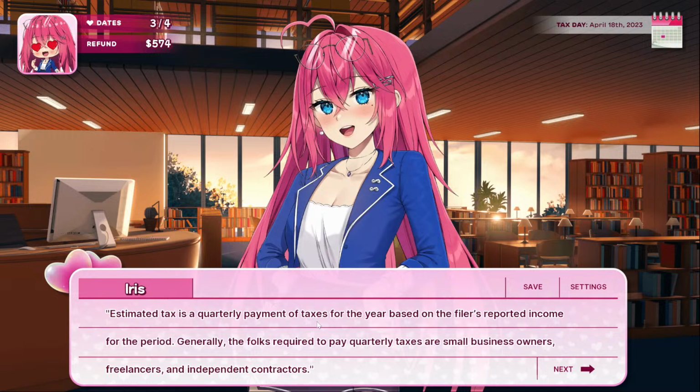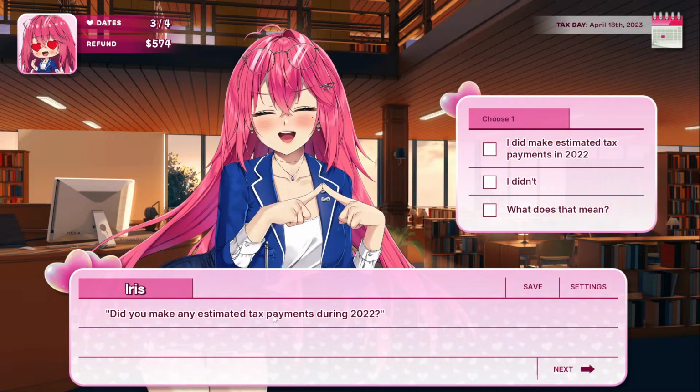Estimated taxes are quarterly payments of taxes for the year based on the filer's reported income for the period. I should really go message Kirsha about this. Like, you should go play Tax Heaven 3000. Generally, the folks required to pay quarterly taxes are small business owners, freelancers, and independent contractors. Okay. Did you make any estimated payments? I didn't.